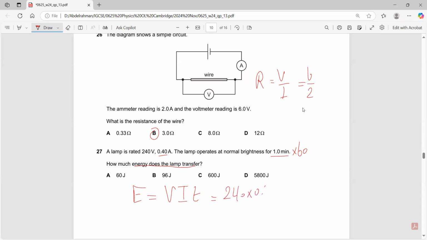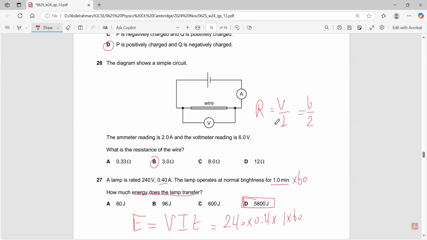240 times 0.4 times 1 minute, but you have to multiply it by 60 to find seconds. 240 times 0.4 times 60 is 5,760, almost 5,800 joules. Okay, 5,800 joules.